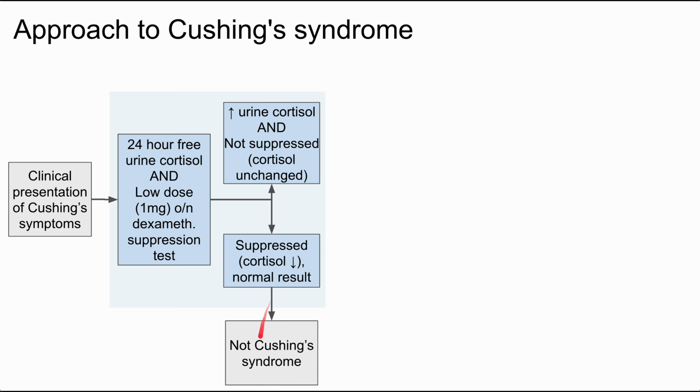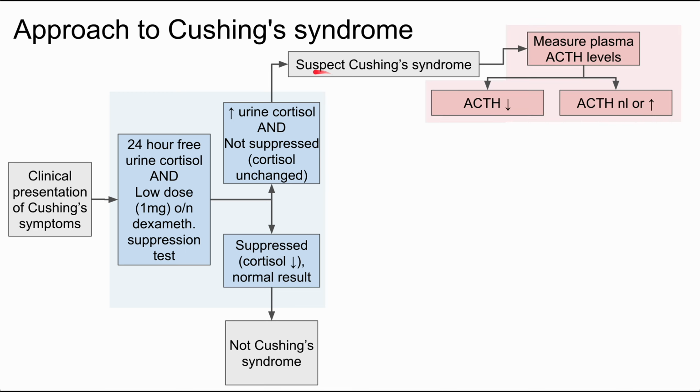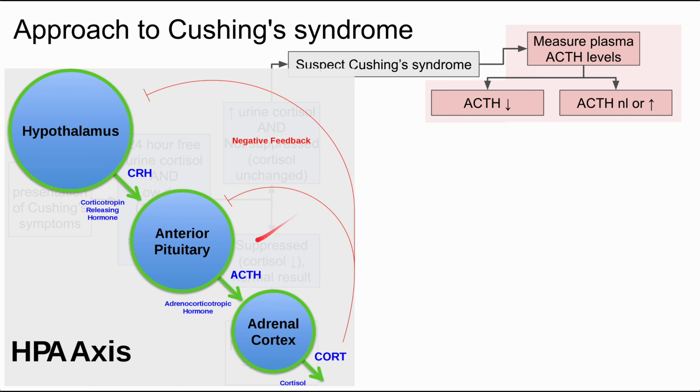So this result was not Cushing's, this result was suspected Cushing's. Now, next step if you suspect Cushing syndrome is to measure the plasma ACTH levels. Let's go back to our axis here. If we measure the ACTH levels and ACTH is low, that means that the problem isn't here. If the problem was in the anterior pituitary or any other ACTH secreting tissue, ACTH would be high.